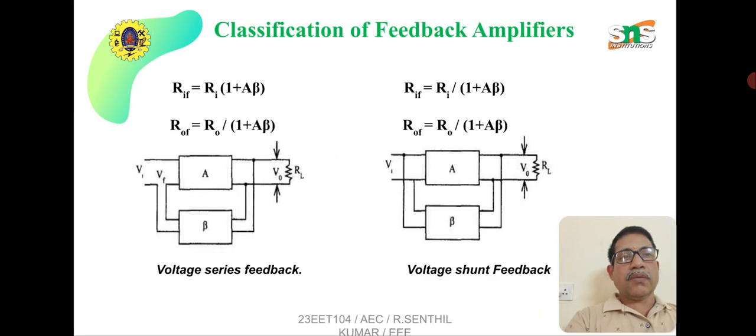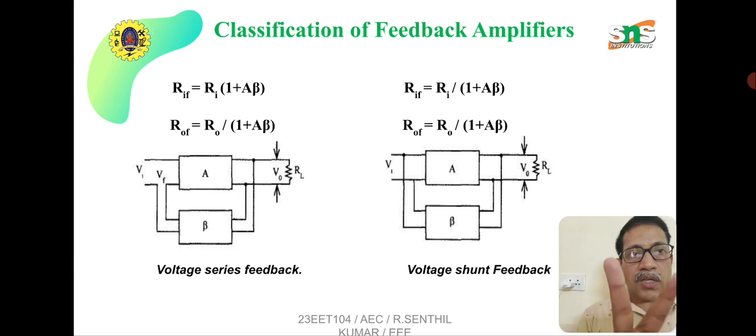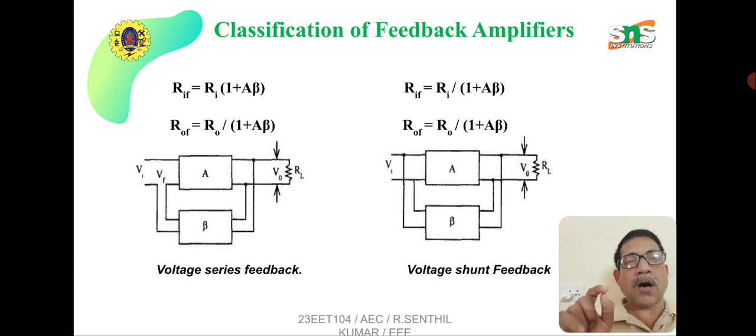Next, voltage shunt feedback. For voltage shunt feedback, voltage is parallel and shunt is also parallel. Therefore, both sides of the single stage amplifier are parallel. Therefore, both the input and output resistances are divided by 1 plus A beta. Input resistance RIF equals RF divided by 1 plus A beta. Similarly, R0F equals R0 divided by 1 plus A beta.